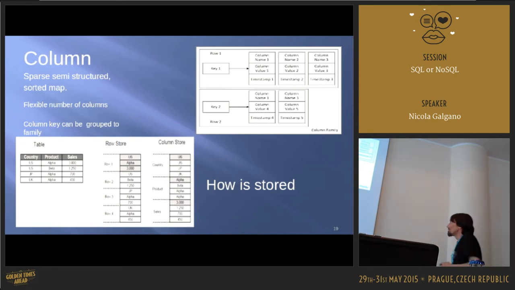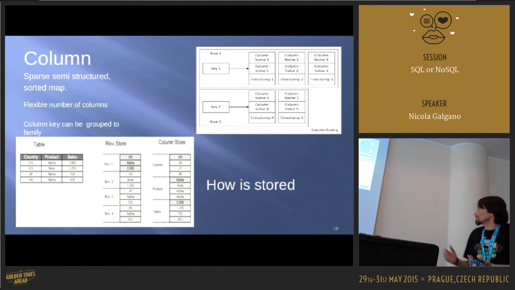In my opinion, the most important thing that the column data store changes in the picture is the way in which these data are stored. If you take an example on a table like this, you will see that we store in memory, in storage, data per row. In column family, you store data per column, and this gives you some increase of performance when you have to access data.